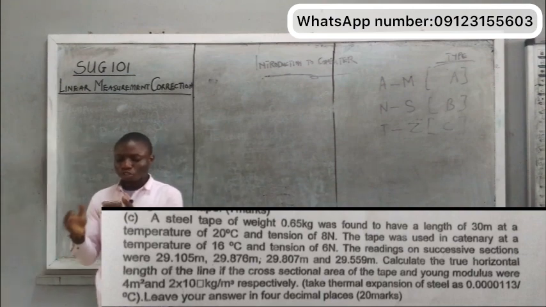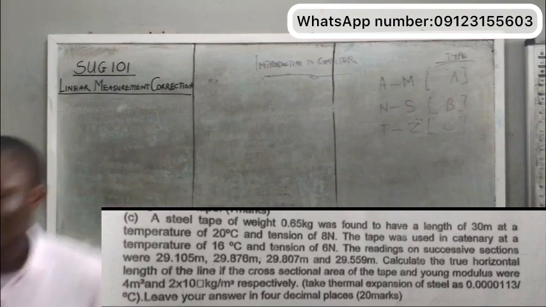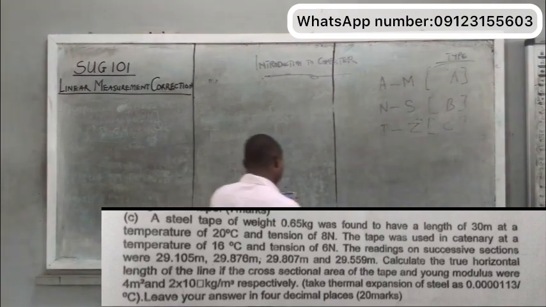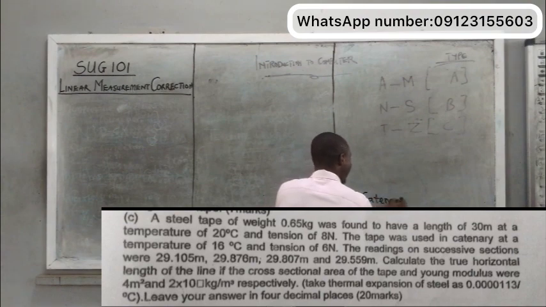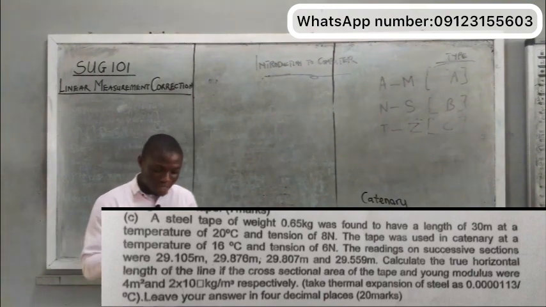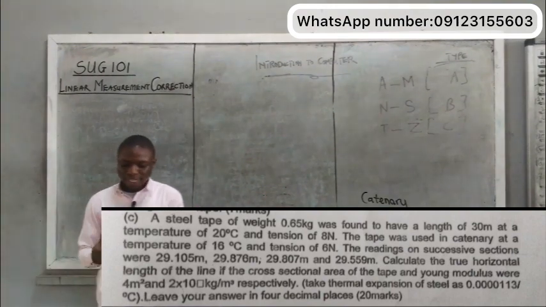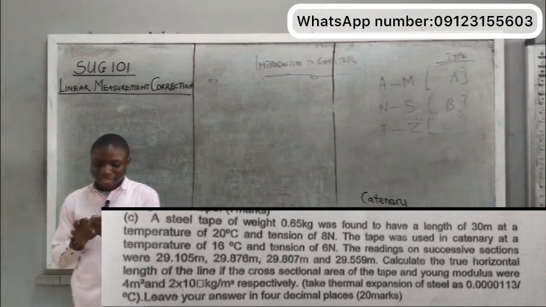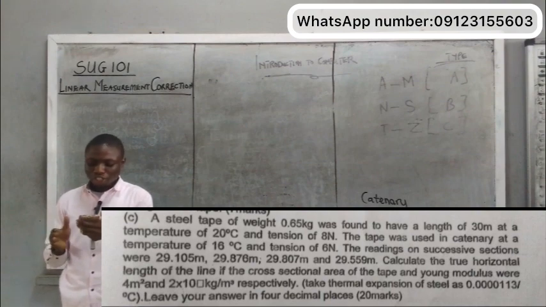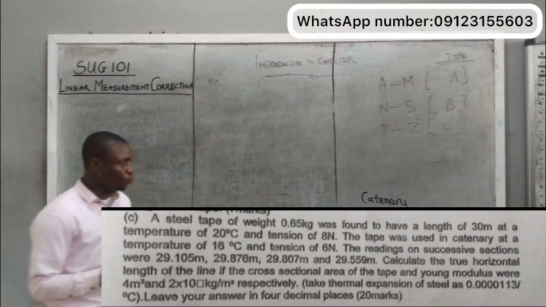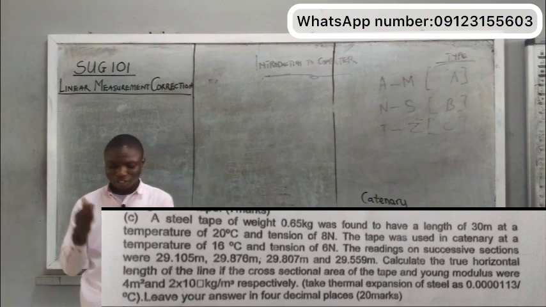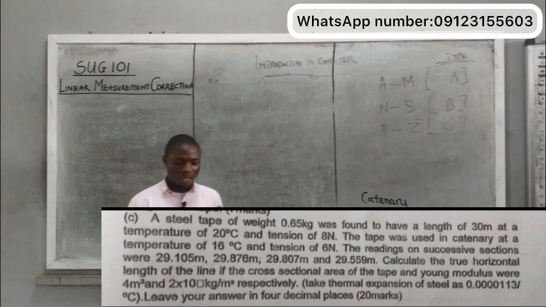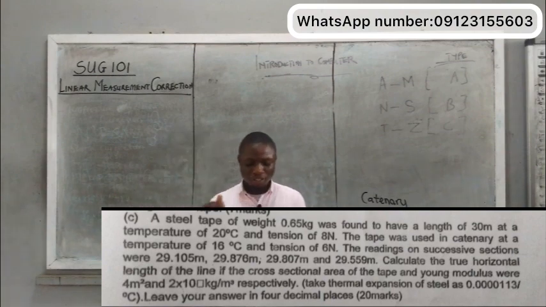The tape was used in catenary at a temperature of 16 degrees Celsius and tension of 6 Newton. Full stop.